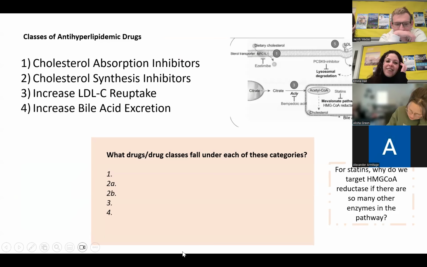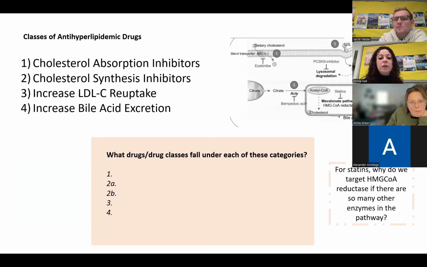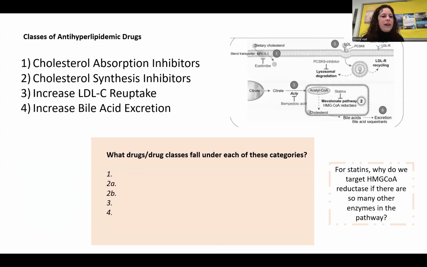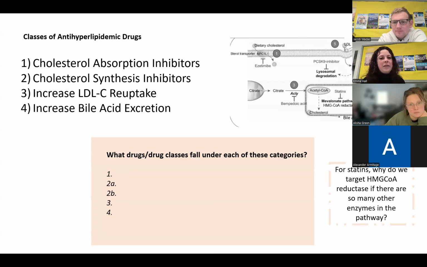So now we want to do a little overview of the classes of anti-hyperlipidemic drugs. The first one we have is the cholesterol absorption inhibitor, and there's really one main one that I know you guys talk about. Does anyone remember or have an idea what that absorption inhibitor is? Ezetimibe. Yep, yep. So this one's really important, and I don't know if they went over details about why this is really only used as an adjunct therapy.